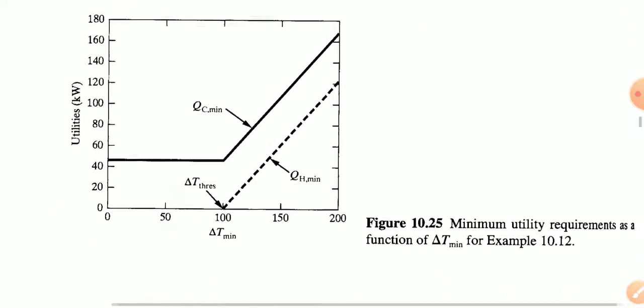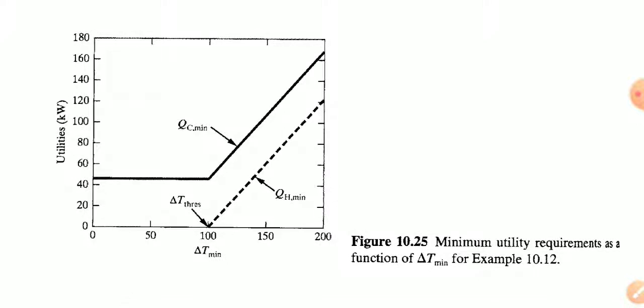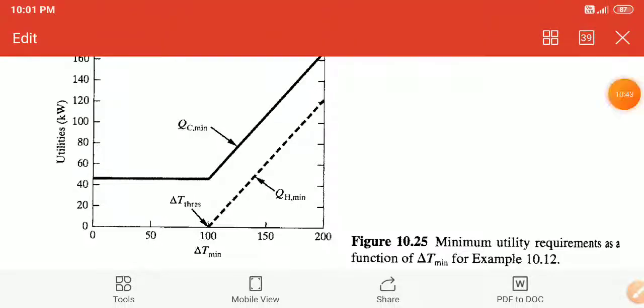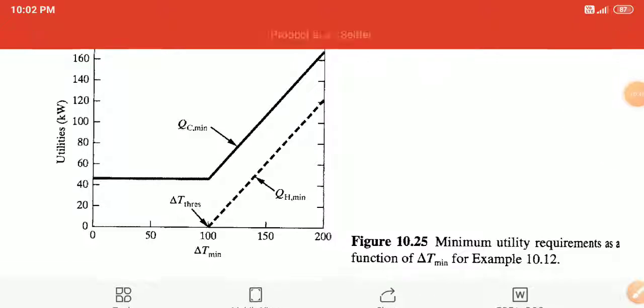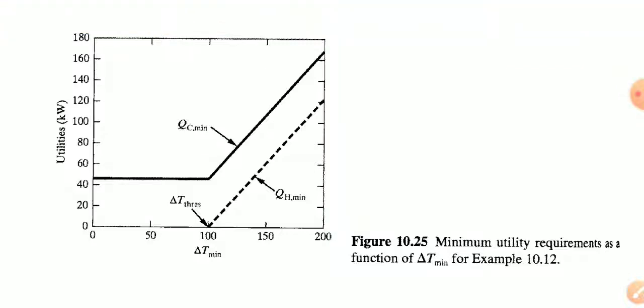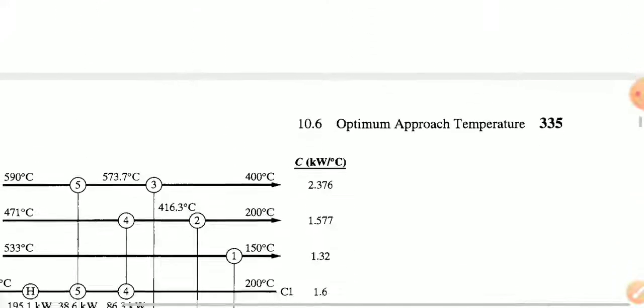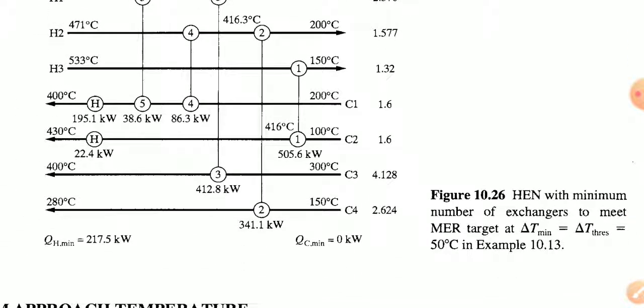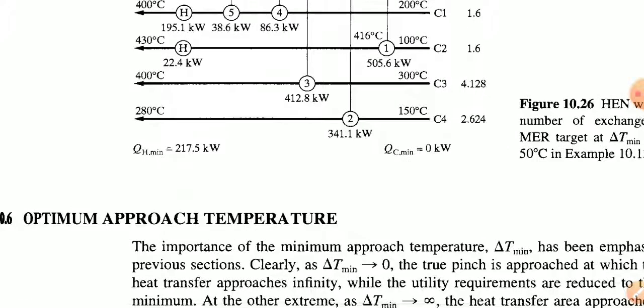This is simply the graphical method. Minimum utility requirements are functions of delta T minimum, for example figure 10.12. Okay, see this graphical method, we have seen QC minimum, QH minimum and delta T result. Now this is the graphical method. Optimum approach temperature we will see in the next lecture.